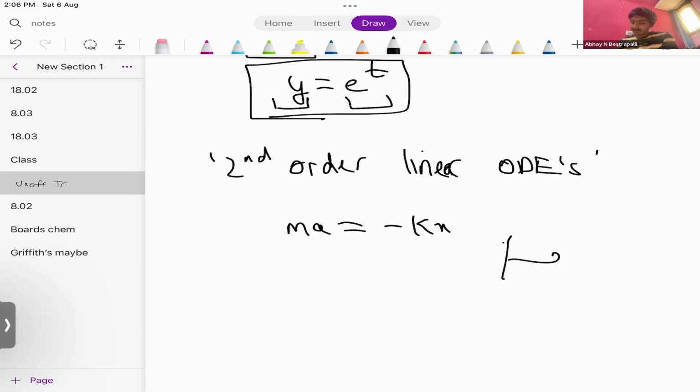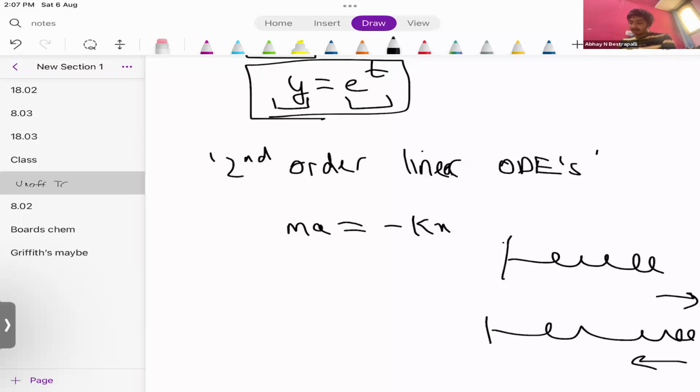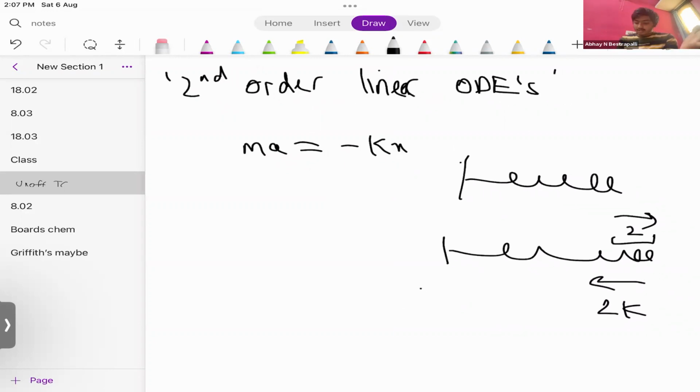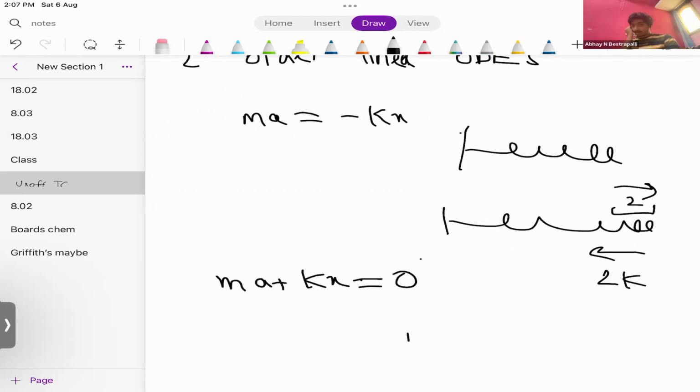That is, if you have a spring and you pull it 2 meters, the spring is going to push back with force 2k, right? So the equation is ma plus kx is equal to 0. Now acceleration is x differentiated twice. So you can write this as m d square x by dt square plus kx is equal to 0.